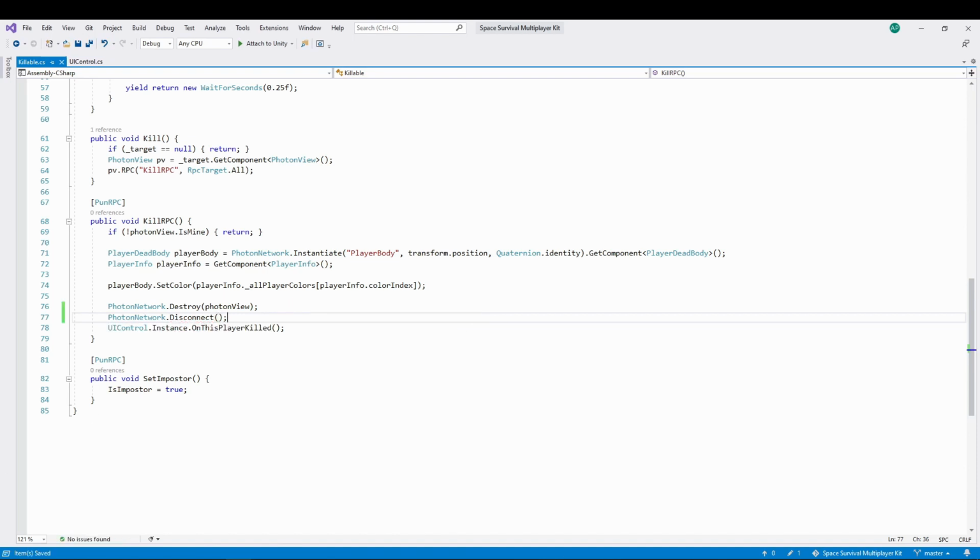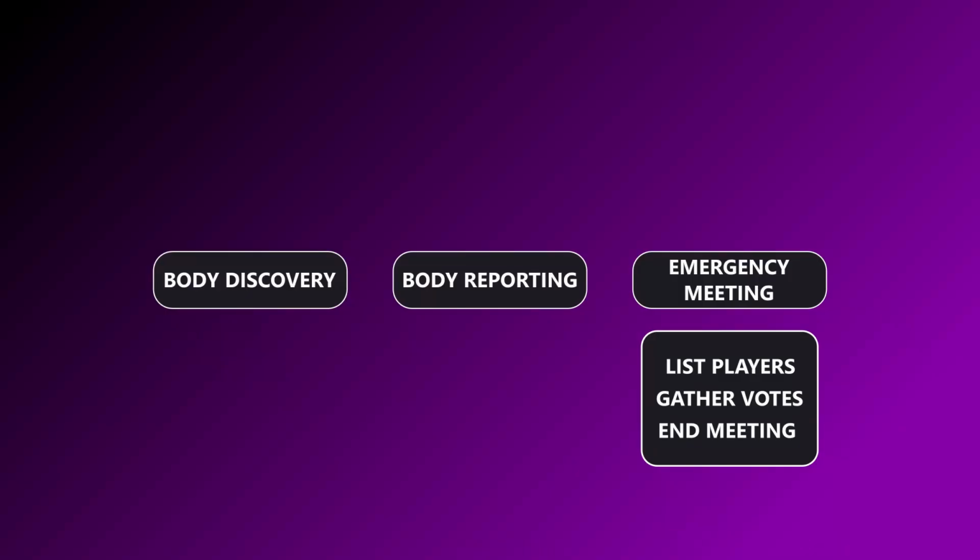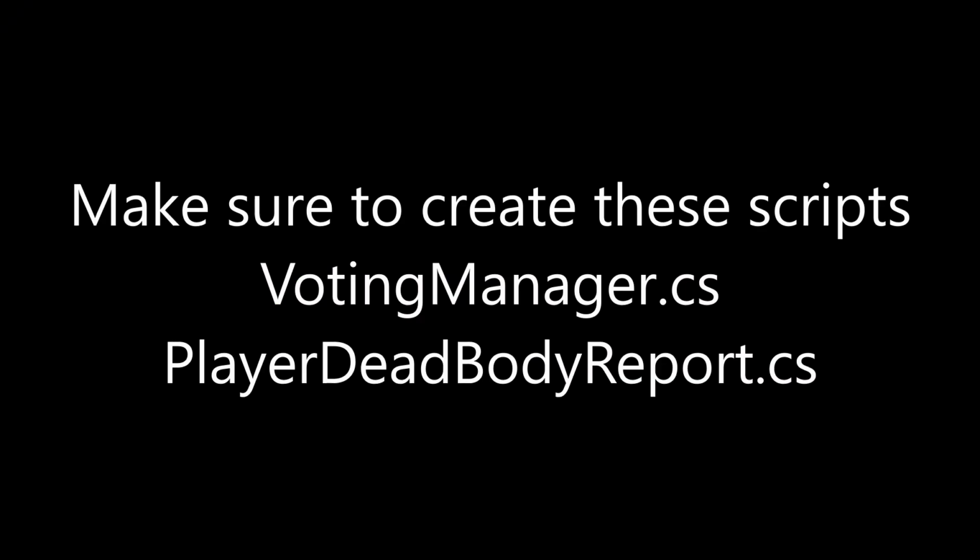What about the voting now? The voting can be broken in a couple of different functionalities like this. Body discovery, body reporting, and the emergency meeting. The emergency meeting has its sub-components as well. In this video, we will focus on the body discovery, reporting, and sending the reports back with RPCs to start the emergency meeting. Make sure to create the scripts shown on the screen. We will fill them later on, but it's good to have them to not get any errors.